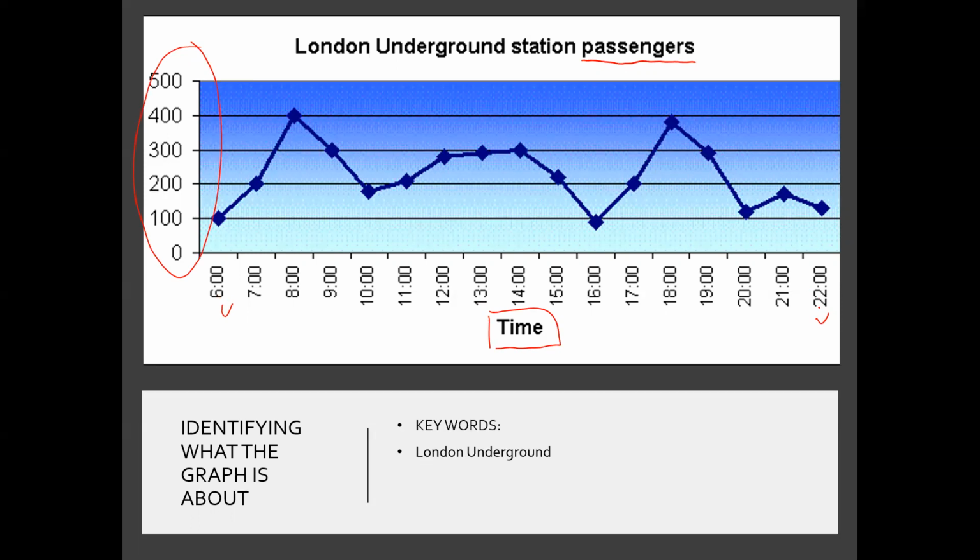So the first one is the keywords is London Underground. So it means kereta bawah tanah di London. And then it tells about the numbers of passengers or people. Next one is the conclusion from looking at this graph at a glance is traveling or using the underground during the day because we have numbers and then time. Okay, get it? Next one.